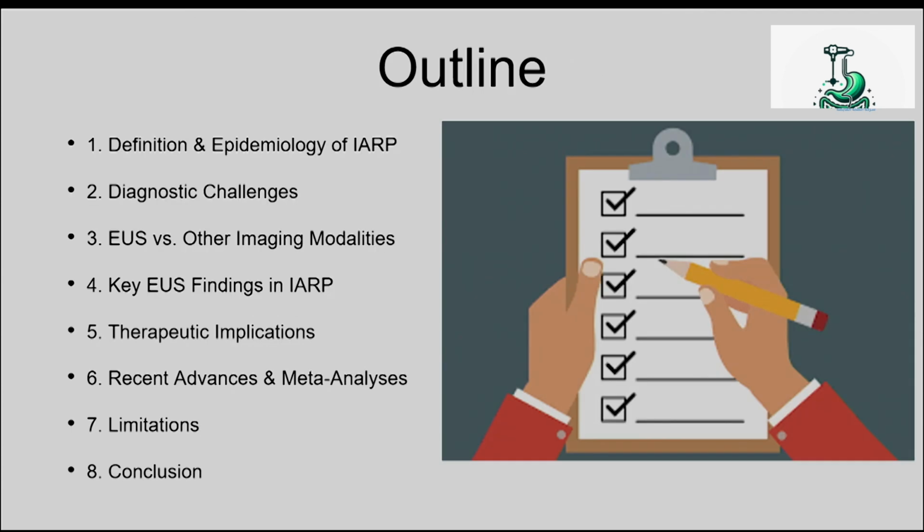So this is my outline. We're going to talk about the definition of acute recurrent pancreatitis. What are the diagnostic challenges? Then we're going to talk about EUS and other modalities. So what EUS findings we expect to find in acute recurrent pancreatitis, therapeutic implications, and recent trials and meta-analyses on this topic, and then the limitation of endoscopic intervention in acute recurrent pancreatitis, and the conclusion.